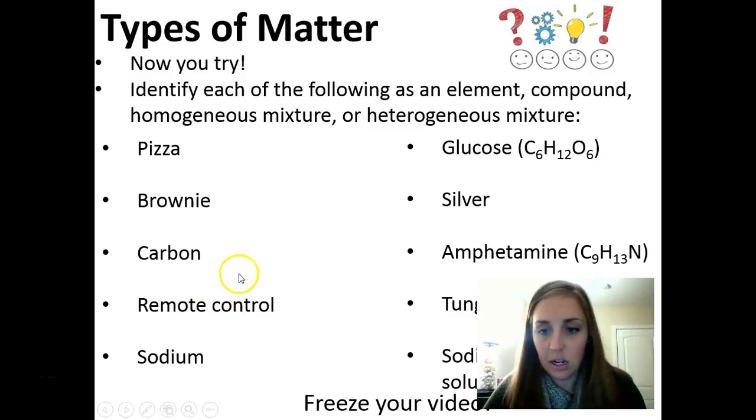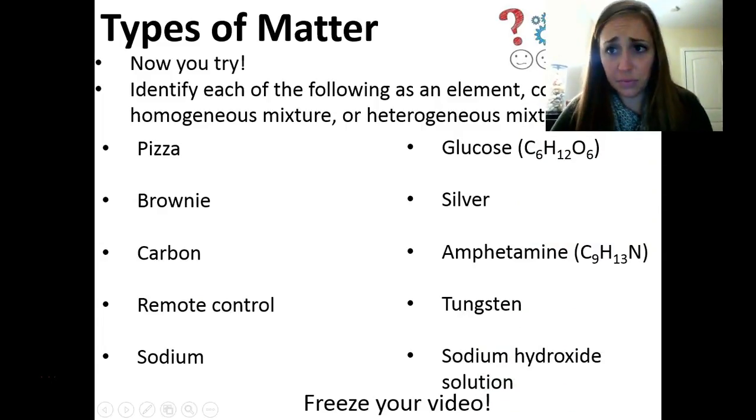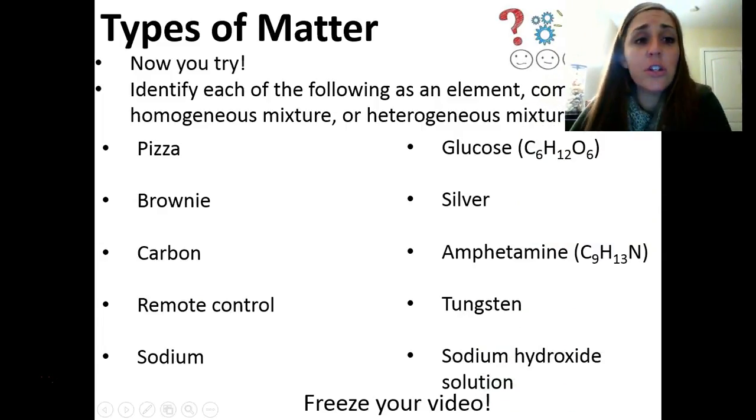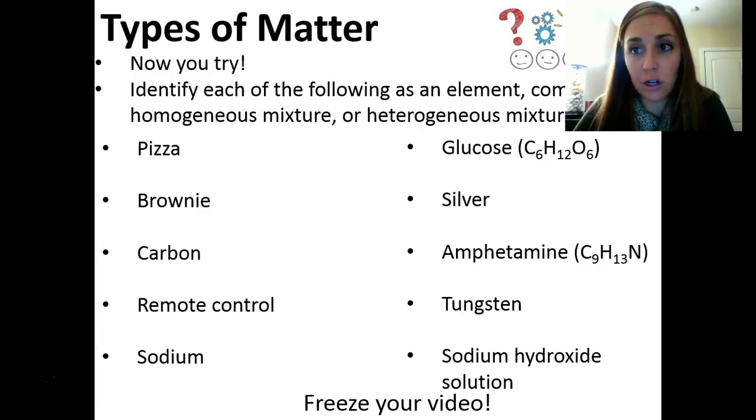All right, so from here, now it's your turn. So you have all this listed on your follow along sheet. So you are going to identify if each of these is an element, a compound, a homogeneous mixture, or a heterogeneous mixture. So go ahead and freeze your video, and when you come back, we're going to go over all the answers. Don't forget to freeze your video. Okay. All right, so you should be back.